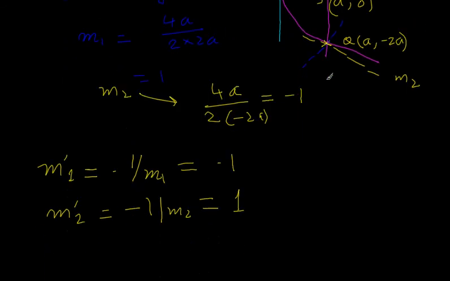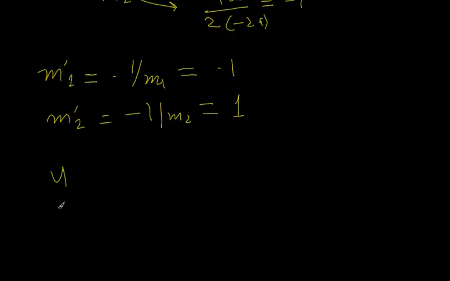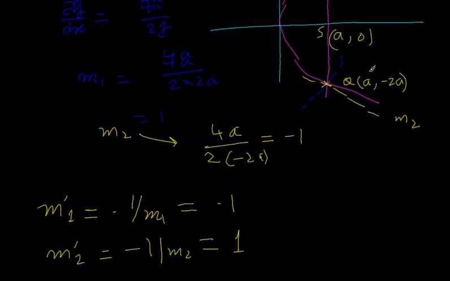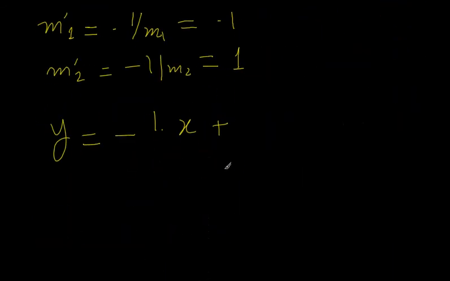The equation of the normal will be y equals mx plus c, that is y equals minus 1 into x plus c, and this one is passing through which point? (a, 2a). Then it will satisfy: a means x, and 2a means y. Then c is equal to 3a. In that case, your equation would be y plus x equals 3a.